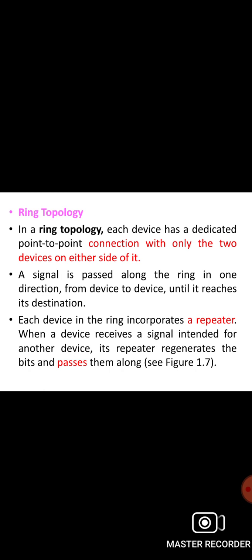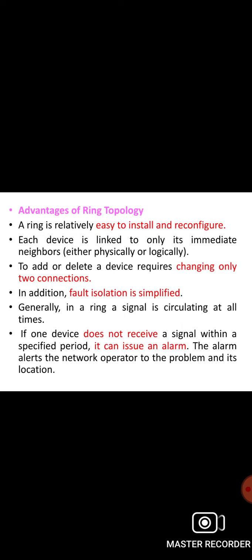So now what we are going to see is ring topology. In ring topology, each device has a dedicated point-to-point connection with only the two devices on either side of it, which you can see in this diagram. A signal is passed along the ring in one direction from device to device until it reaches its destination. Each device in the ring incorporates a repeater. When a device receives a signal intended for another device, it repeats and regenerates the bits and passes them along.